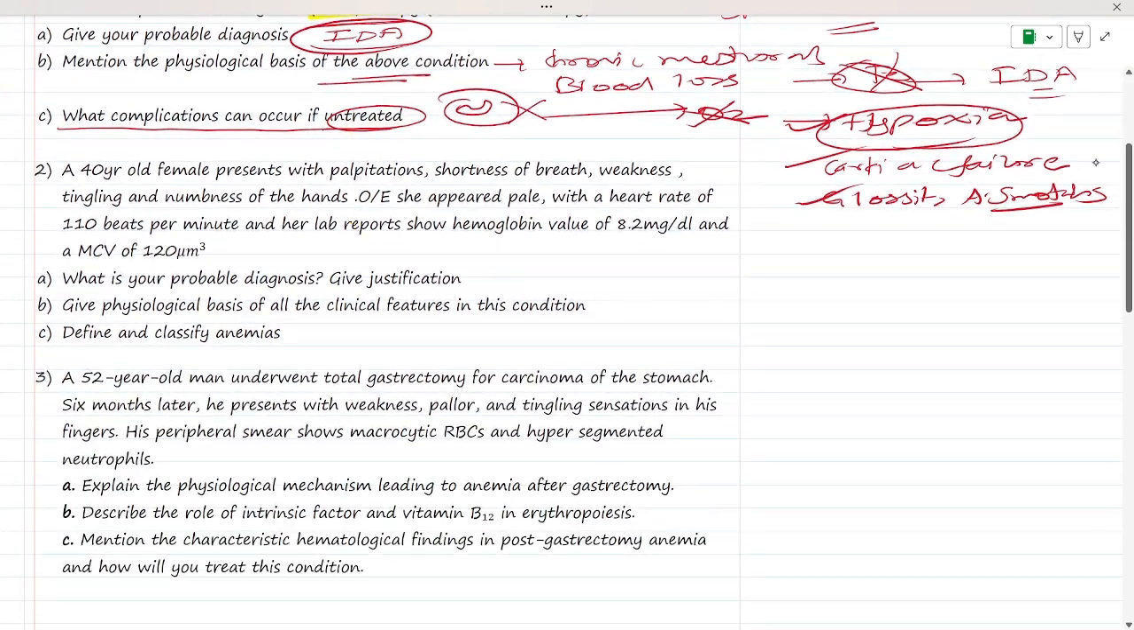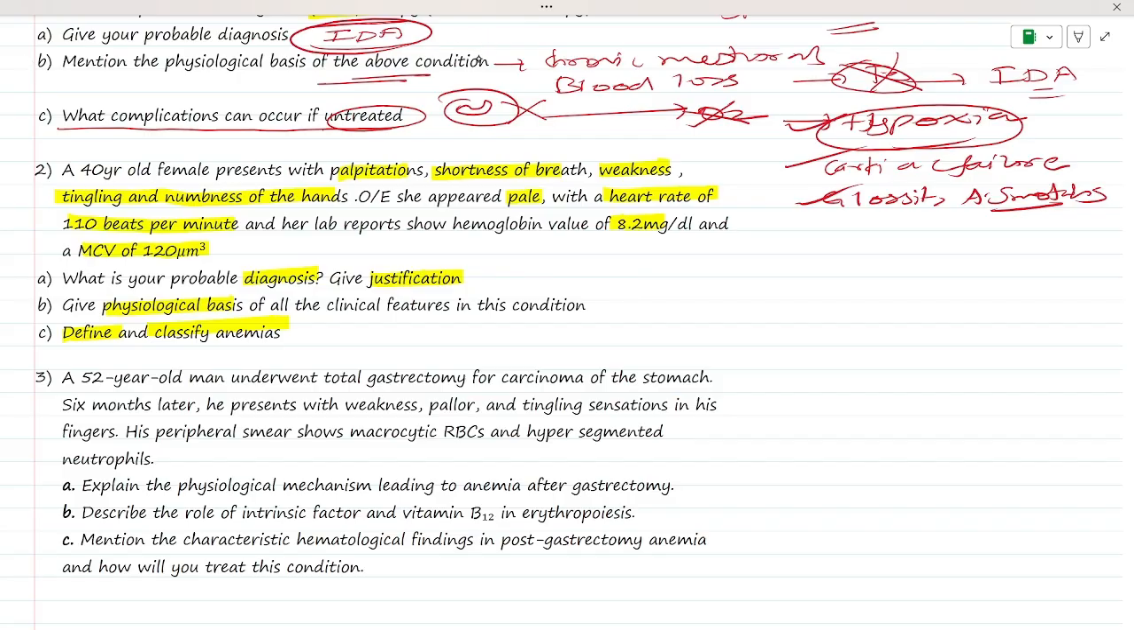Now let us look at the second question. A 40-year-old female patient presents with palpitations, shortness of breath, weakness, and tingling and numbness of hands. On examination, she appeared pale with a heart rate of 110 beats per minute, and her lab report shows hemoglobin of 8.2 g/dL and MCV of 120 cubic micrometers. What is your probable diagnosis? Give justification. Next, give the physiological basis of all clinical features mentioned. Define and classify anemias.